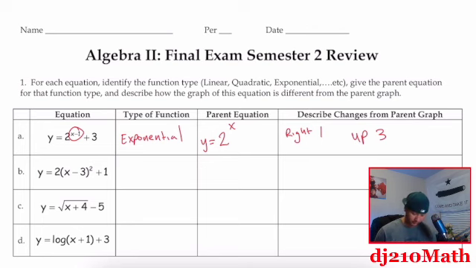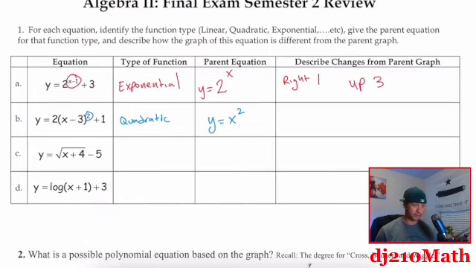All right. Letter B. The x is being squared, right? So this is going to be a quadratic. And the parent function, y equals x squared. Okay, so there's a couple things happening. So it's going to be inside lies, right? So this green part, this is what's going to shift it to the right.